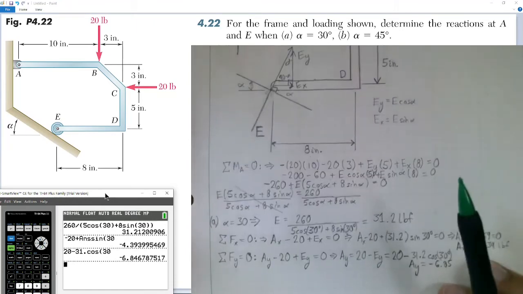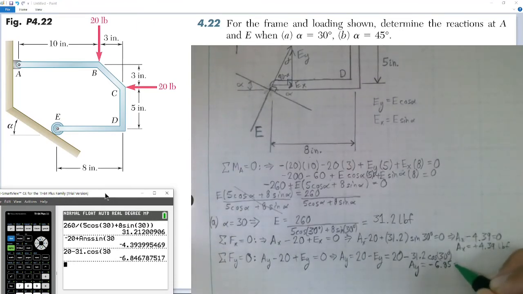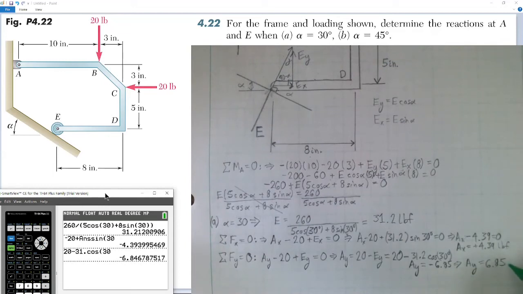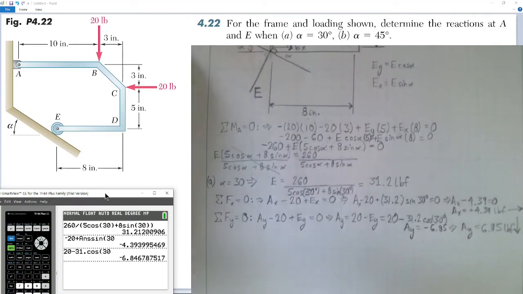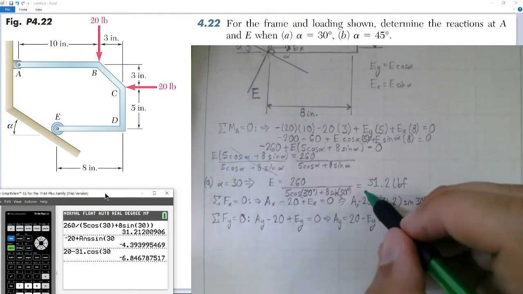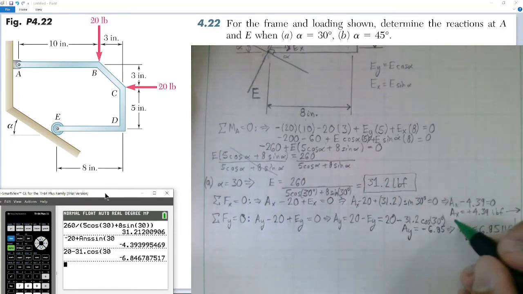So I'm going to now say that Ay is equal to magnitude of 6.85 pounds, but it's acting in the downward direction, so I'll draw a downward arrow. We know Ax is positive, it's acting in the positive x direction. It is indeed going to the right. Ay is going down. So we have our reactions for E. We have a reaction Ax, as well as our reaction Ay.